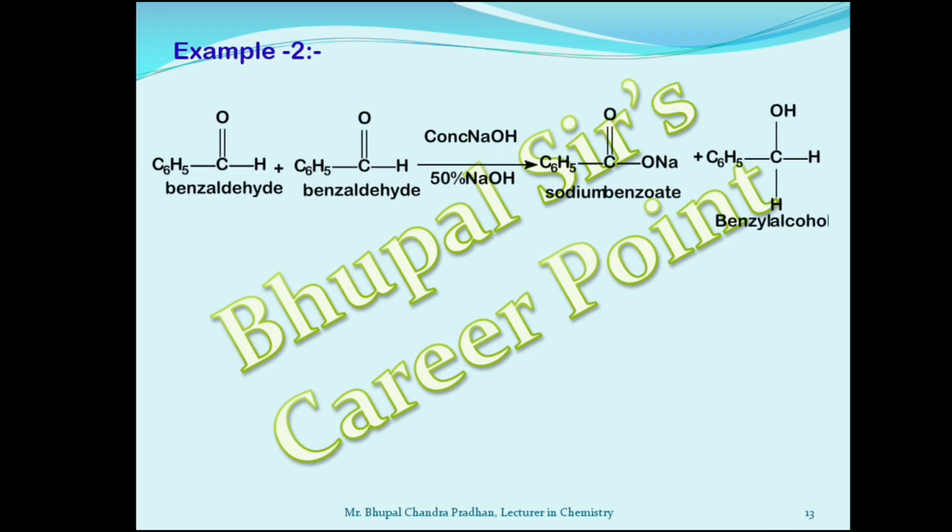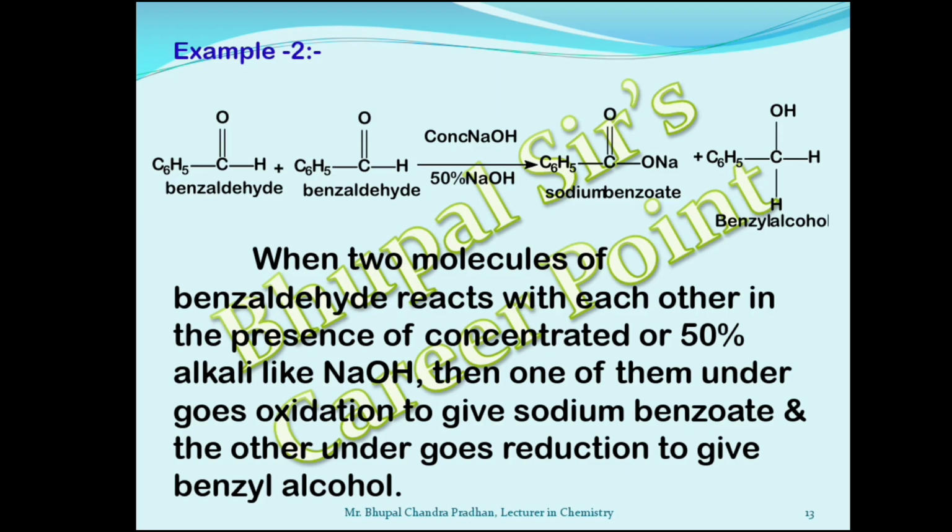When two molecules of benzaldehyde react with each other in the presence of concentrated NaOH or 50% NaOH, then one of the benzaldehyde undergoes oxidation to give sodium benzoate and the other benzaldehyde undergoes reduction to give benzyl alcohol. In the statement, we have to write down when two molecules of benzaldehyde react with each other in the presence of concentrated or 50% alkali like NaOH, then one of them undergoes oxidation to give sodium benzoate and the other undergoes reduction to give benzyl alcohol.